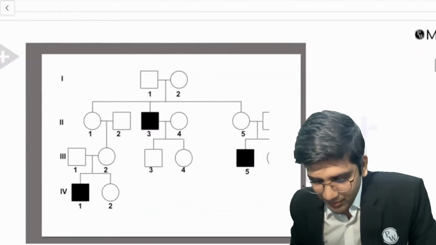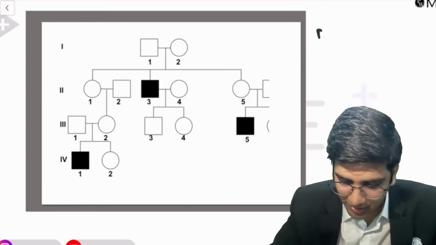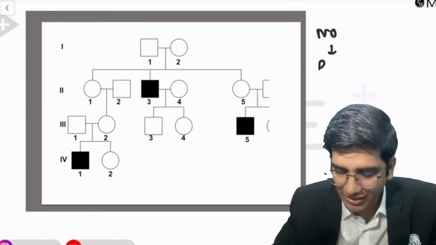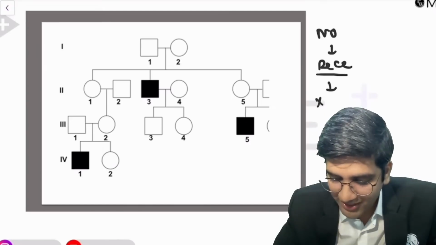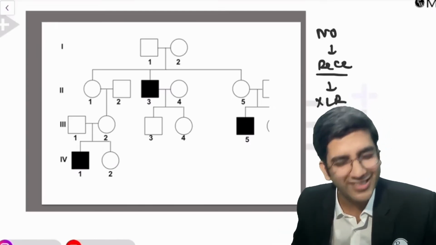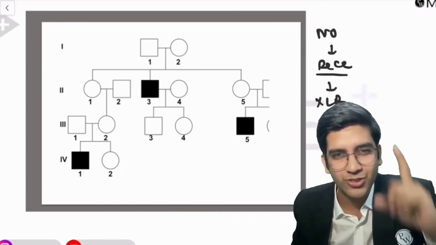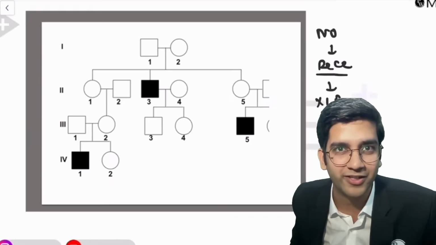Next question. Are all generations affected or not? Not affected. So it's a recessive disorder. Only men or both men and women? It is only men. So it's an X-linked recessive disorder. That's all. And it's 10 seconds. It should be done in 10 seconds. If it's not done in 10 seconds, you are right and the examiner is wrong. Be super confident, right?